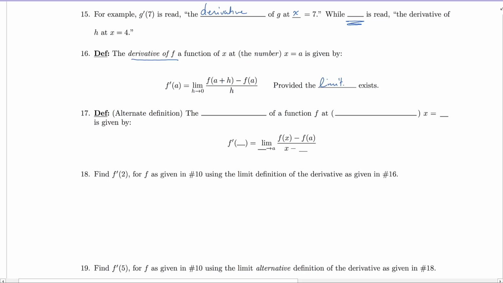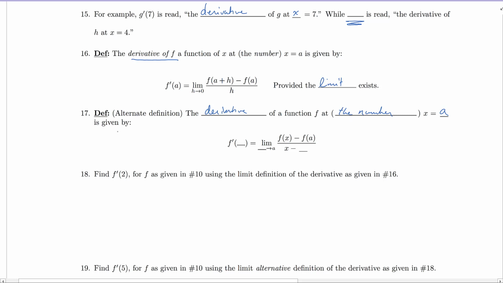So let's go ahead and give the alternative definition to this. So we're defining the derivative of a function f at x equals a is given by this expression right here. I want to emphasize, especially for what we're going to do in the next section, that we're taking the derivative at a number, we're taking the derivative at a point, and it's returning a slope of a tangent line. So that's why I'm having you write the number right there.